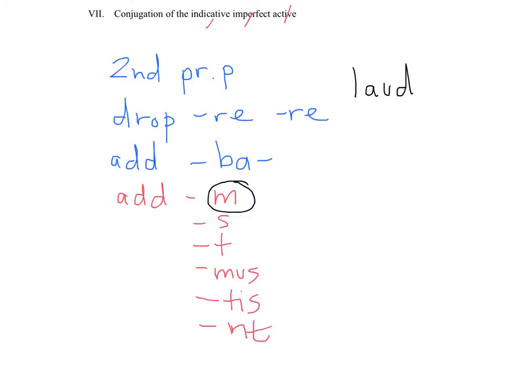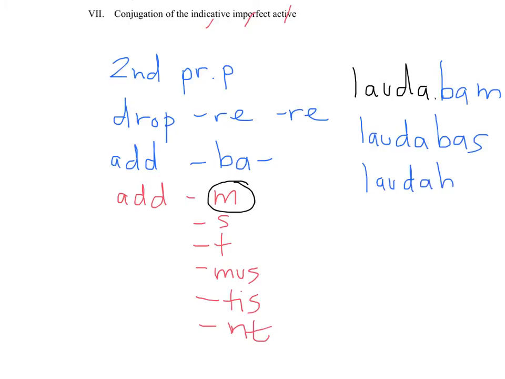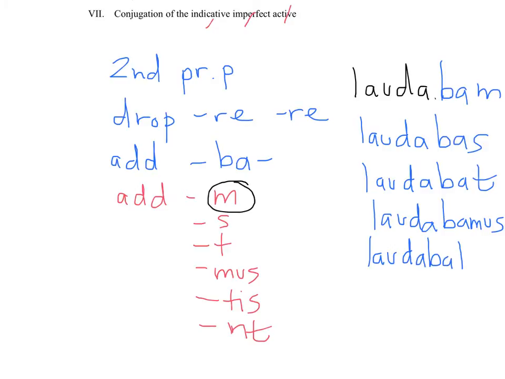So when you see it in action, you take laudare, you drop the RE, you add the sign of the imperfect, which is BA, and then you add the M. And you just do the same process all the way through for a first or a second conjugation verb. There are no irregularities, no unusual surprises, and the translation of the imperfect is an ongoing action in the past.